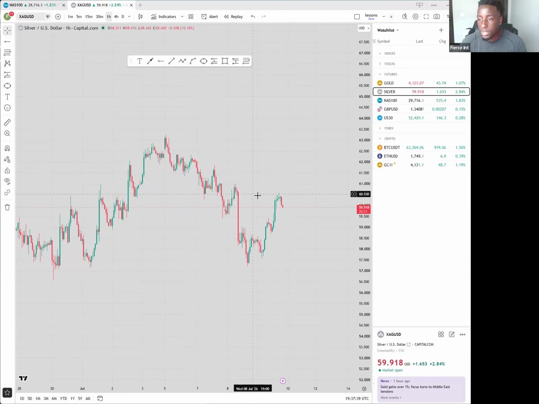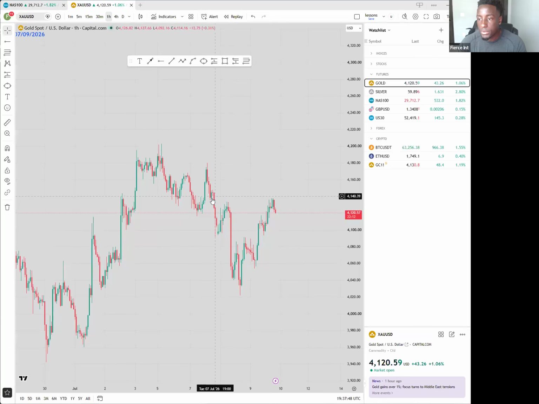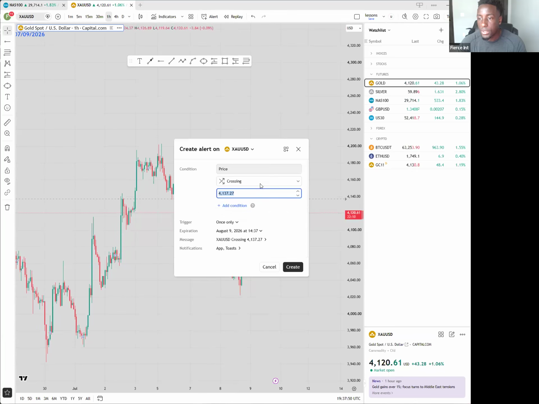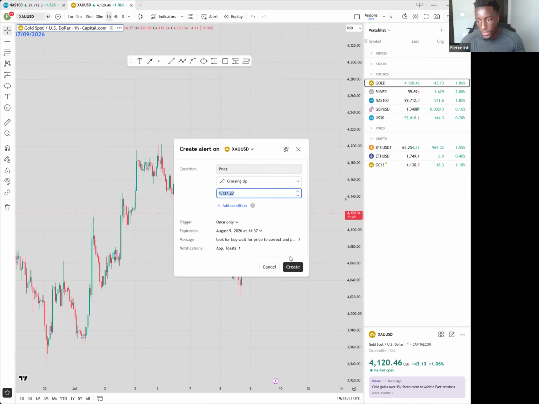Okay, so if I want to set my alerts here, what I'm gonna do is I'm gonna set my alerts at this level right here. Let's go to gold again. So here, I'm gonna set alert. Set crossing up. Look for price. Look for buy. Wait for price to correct and place entry. That's what I would do.